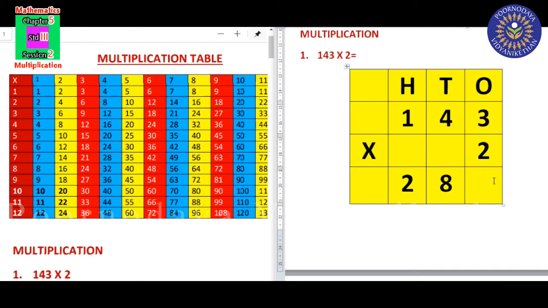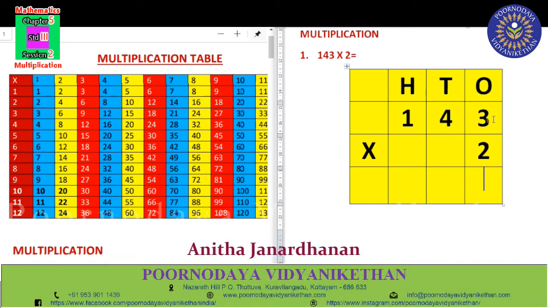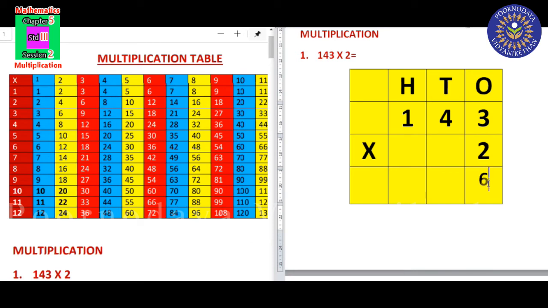Did you understand? Listen here. Once again I will explain. First we have to arrange the digits of the numbers in their correct position. Then first we have to multiply the ones position. See here, 3 into 2. First you have to multiply the 3 and 2. 3 2s are 6. You have to recall the multiplication table of 3. 3 1 is 3, 3 2s are 6. Like this also you can do.